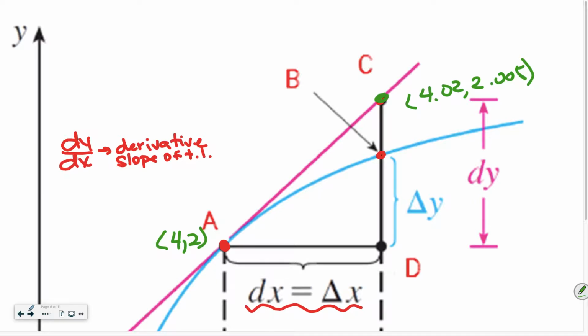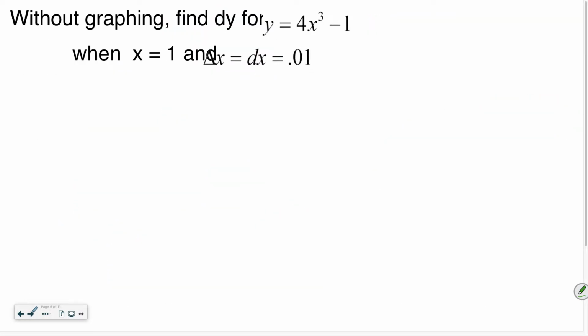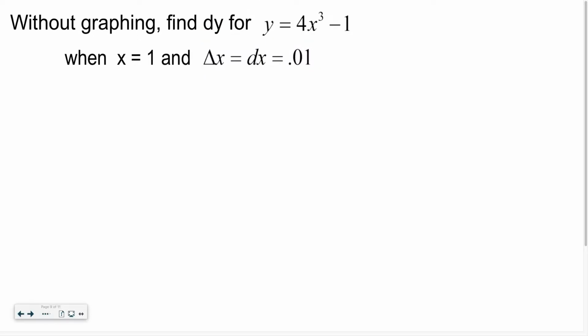All right. How about you at your table work together and try this one? All it says is without graphing, find dy for y equals 4x cubed minus 1. I'm giving you x equals 1. I'm giving you delta x, which equals dx, is 0.01. Just calculate me dy. But I don't want it to be quiet in here because I want you to talk to each other about it as you do it. Okay?